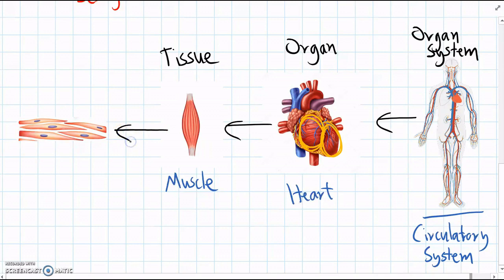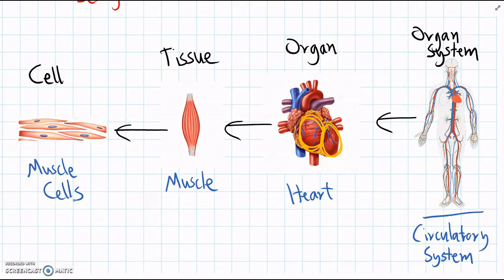And below tissue, we've learnt that cells is the smallest level down. So here are some muscle cells, and these make up the muscle that makes up the heart and that makes up the circulatory system. So these are the 4 different levels that make up a living thing.